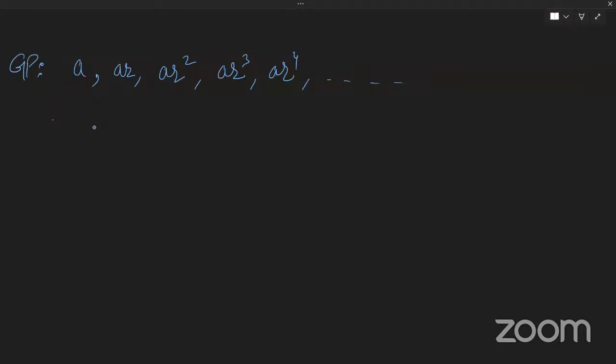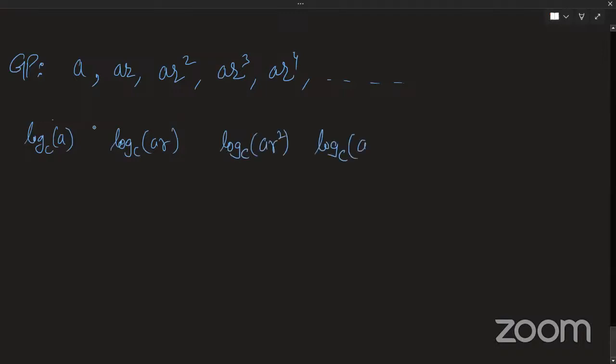Now what will I do? I will take logarithm of all of these. So it is log to the base C of A. Then we have log to the base C of AR, then log to the base C of AR square, then log to the base C of AR cube, then AR to the power 4. Like this, right?